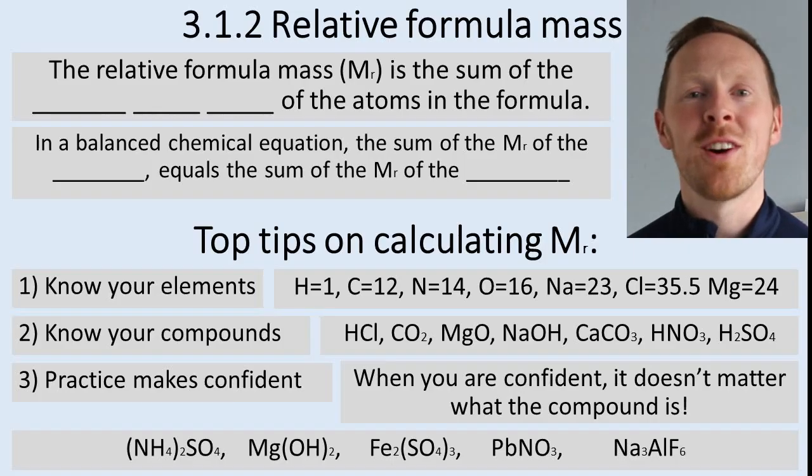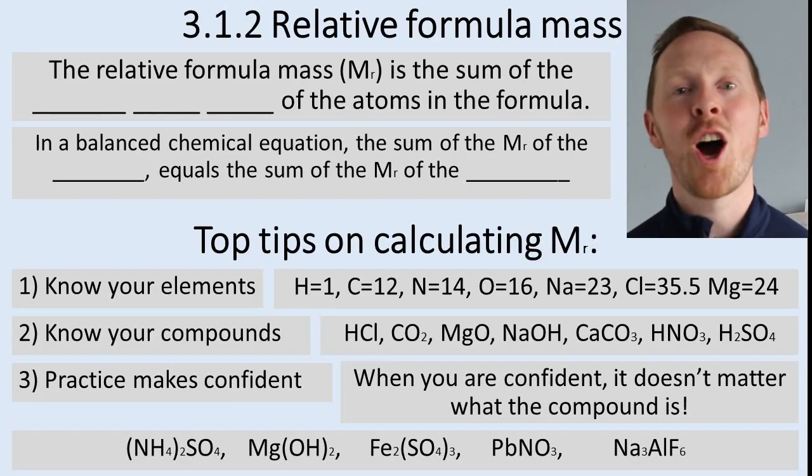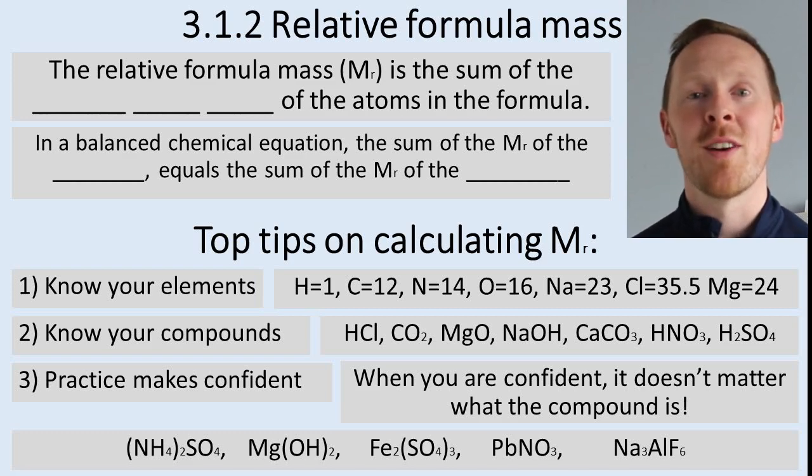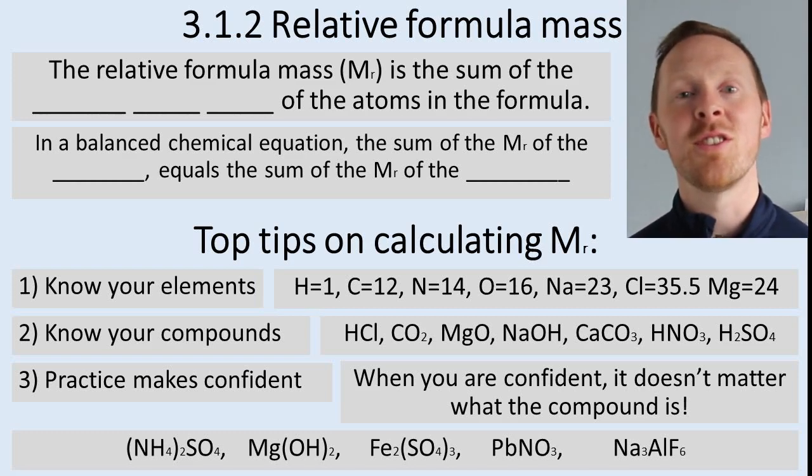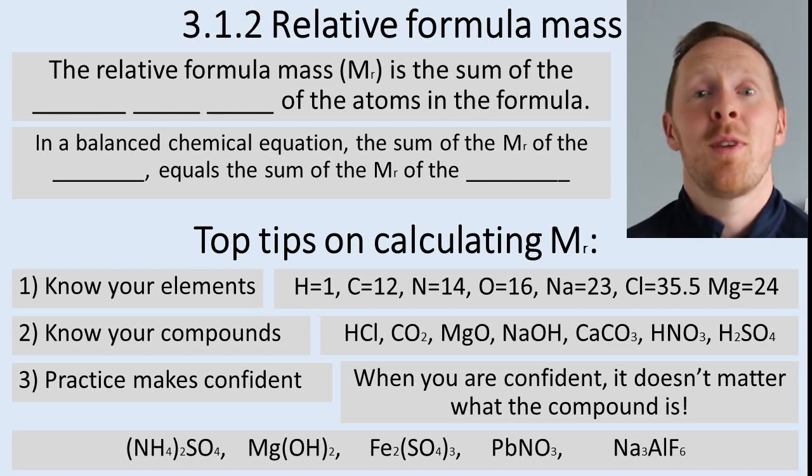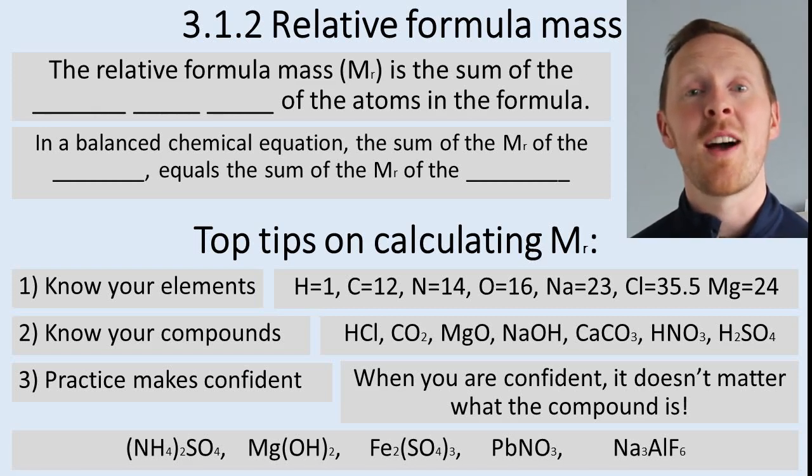Here's something to know. Make sure you know hydrogen is 1. Make sure you know carbon has got a relative atomic mass of 12, nitrogen 14, oxygen 16, sodium 23, chlorine 35.5, magnesium 24, calcium 40, potassium 39. Just make sure you know some of these so that when they come up in the exam, you've got that confidence to be able to just say it, but always check.